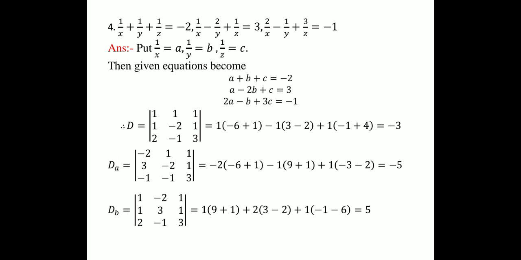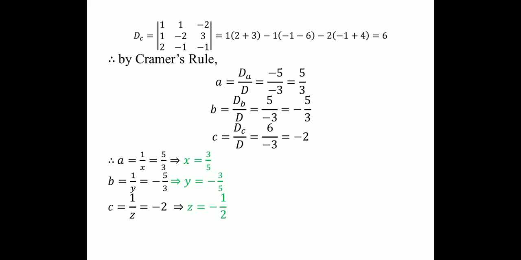Next, for finding dC, we replace the coefficients of c by minus 2, 3 and minus 1. That is, dC is equal to the determinant of 1, 1, minus 2; 1, minus 2, 3; 2, minus 1, minus 1. Solve its determinant, dC is equal to 6. Therefore, by using Cramer's rule, a is equal to dA by d, that is minus 5 by minus 3 is equal to 5 upon 3. b is equal to dB by d, that is 5 upon minus 3 is equal to minus 5 by 3. c is equal to dC by d is equal to 6 upon minus 3 is equal to minus 2.